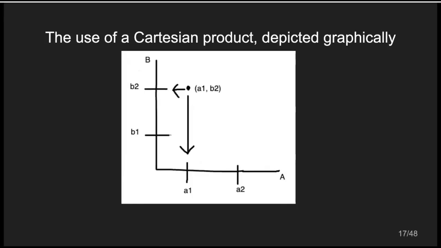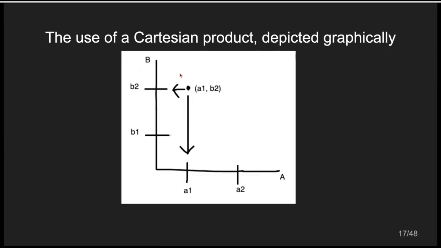So just to get a picture of why this is in fact useful, this tells us what we're using the Cartesian product for. Anytime you've done some graphing, you've been using the Cartesian product, whether you realize it or not. So this is our A on our x-axis, B on our y-axis, and here's the ordered pair (a1, b2). Well, our projection functions allow us to remember that this product is a1 units along this axis and b2 units along this axis.